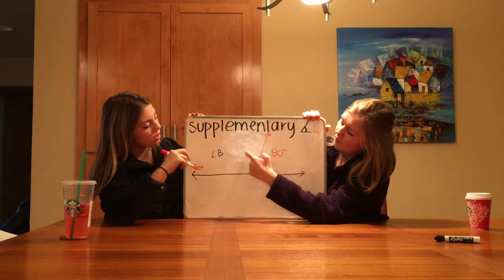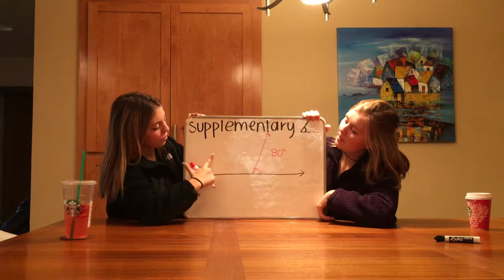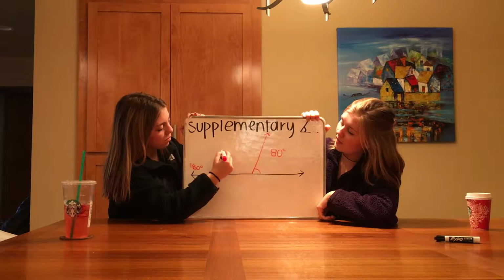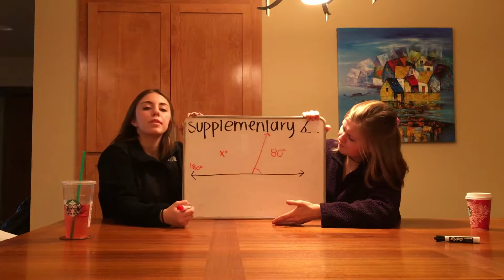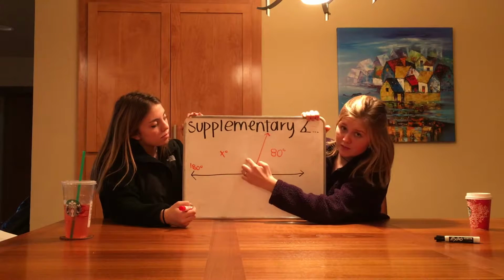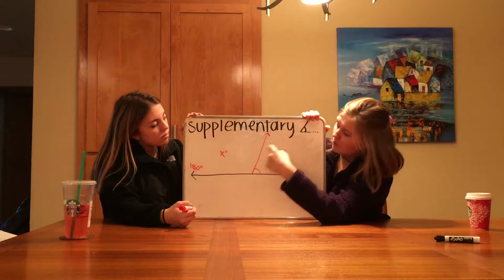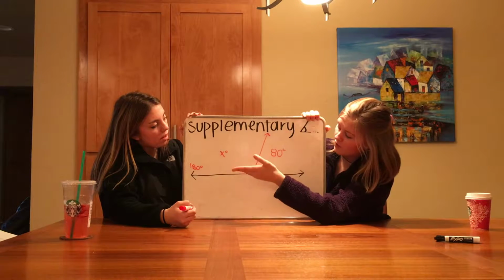We know these two angles are supplementary, but since we don't know the value of B, we're going to call it x. So next part is, how would you find this supplementary angle to 80? How would you find the value of this supplementary angle, which is x?